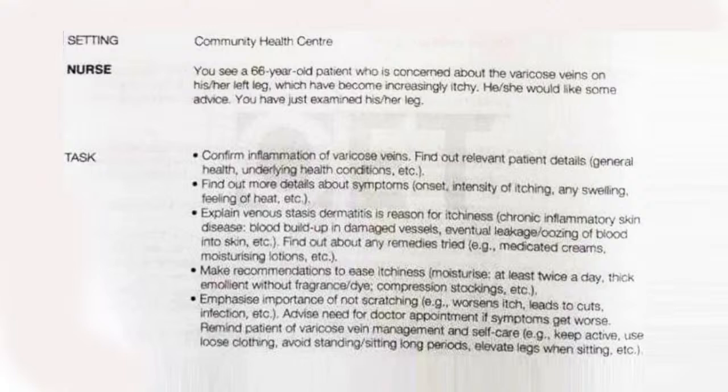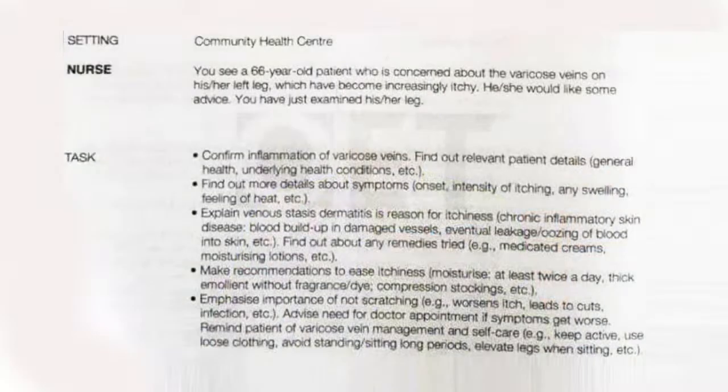You have just examined the leg and confirmed inflammation of the varicose vein. Find out relevant patient details like general health and underlying health conditions. Find out more details about symptoms like onset, intensity of itching, any swelling, feeling of heat, etc. We need to find out all these symptoms, whether the patient is experiencing any other associated manifestations. Do confirm it with the patient.